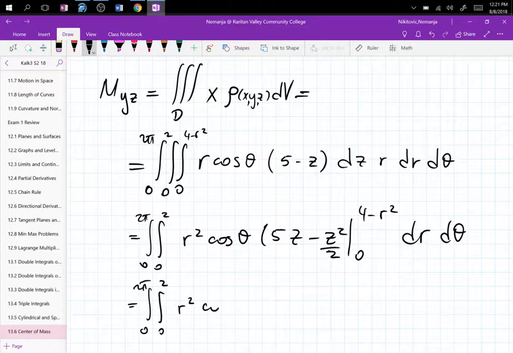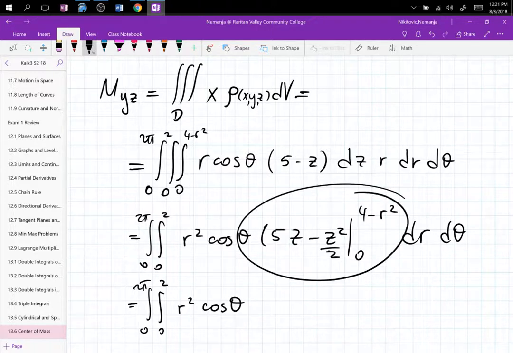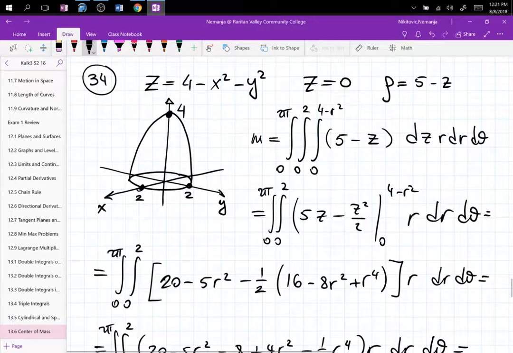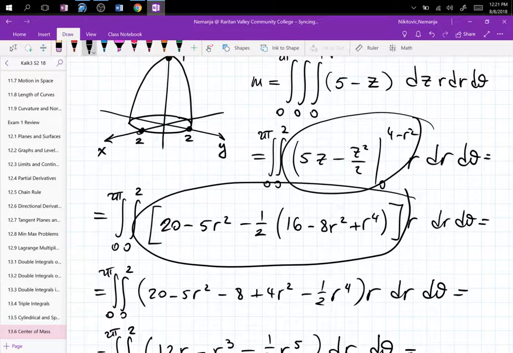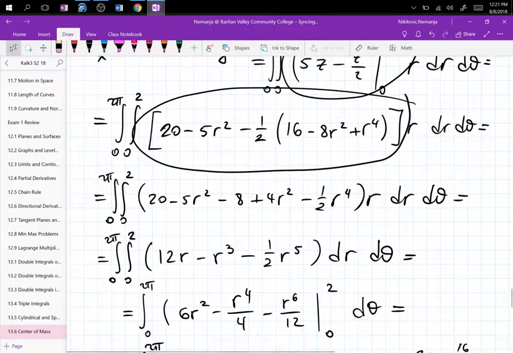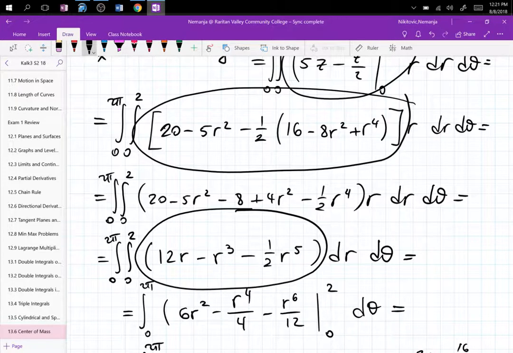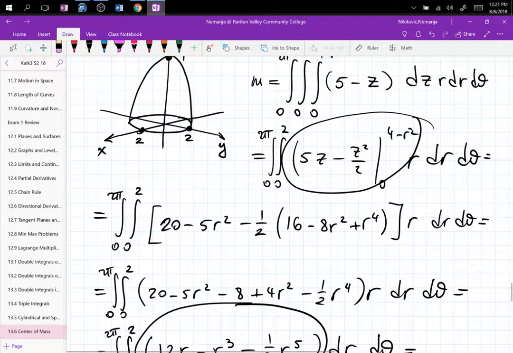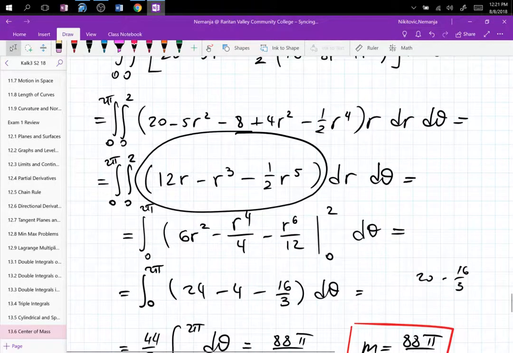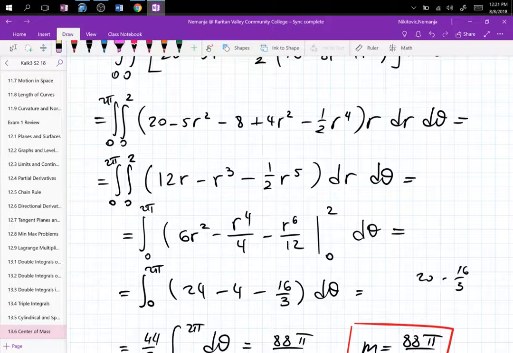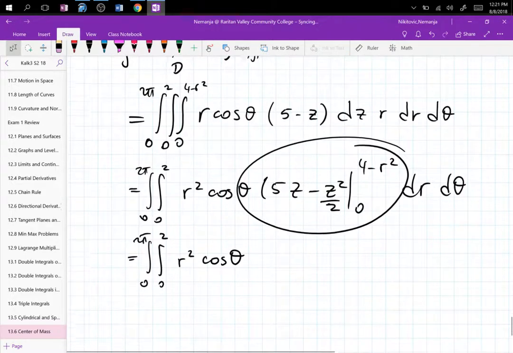So I have r squared cosine theta here, and this piece over here, guys, was done earlier. That's this piece over here, which is this piece over here before this r, which works out to be this piece over here a power less. Okay, good. So what I'm going to do is I'm going to actually steal this, and I'm just going to fix the powers.